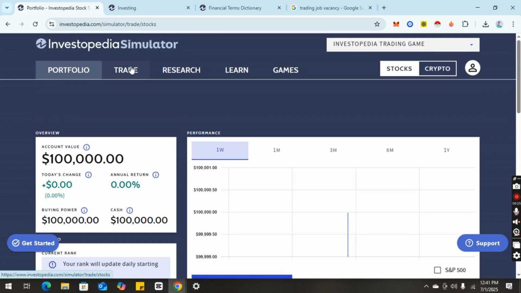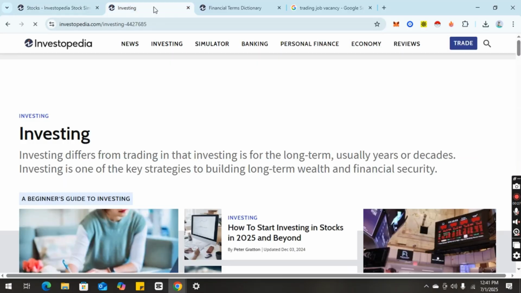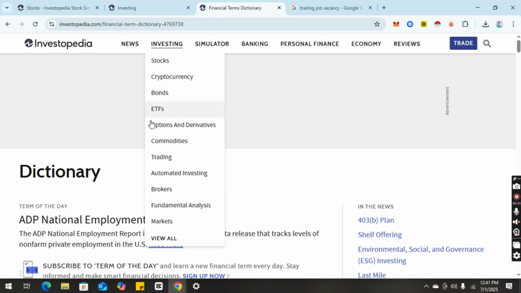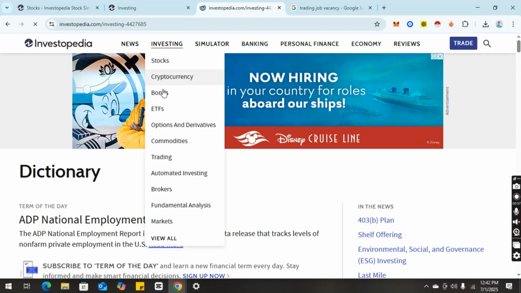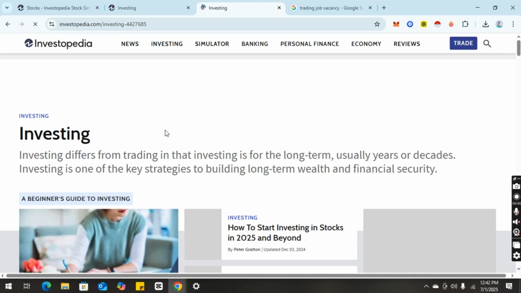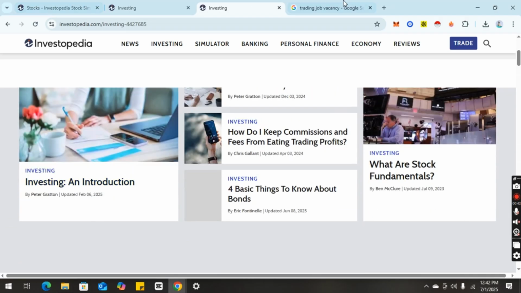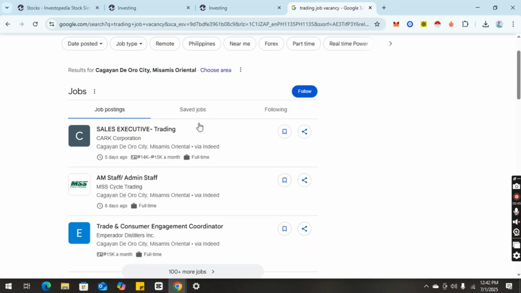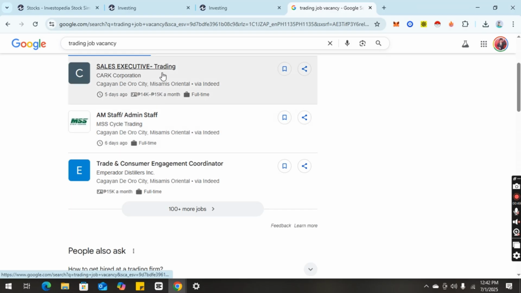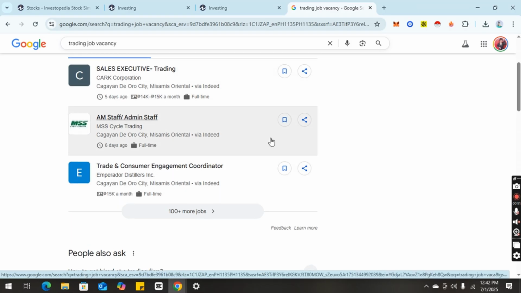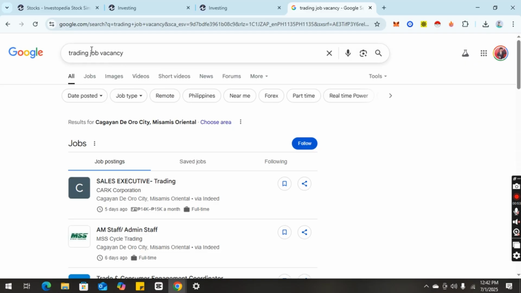Use Investopedia Learning Center and Term Dictionary to understand financial terms, investing strategies, and trading psychology. When you are ready, you can apply these skills on a real exchange or freelance as a financial writer or analyst. Some people even use their Investopedia simulator stats to build a portfolio resume.